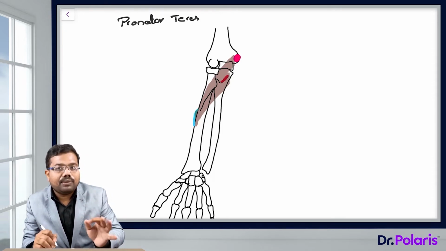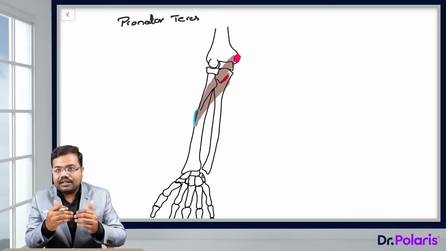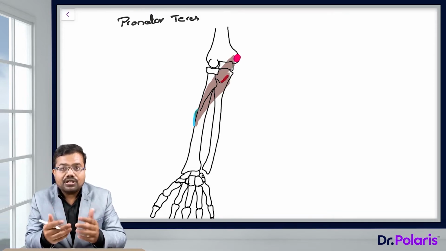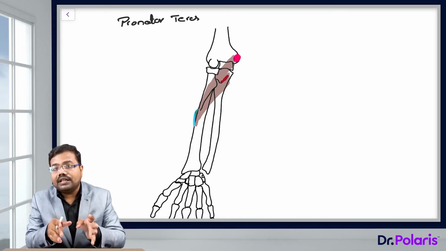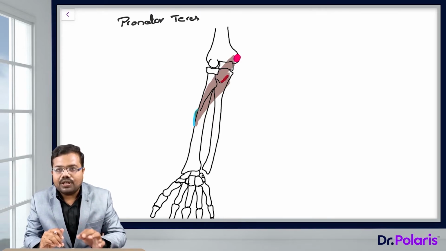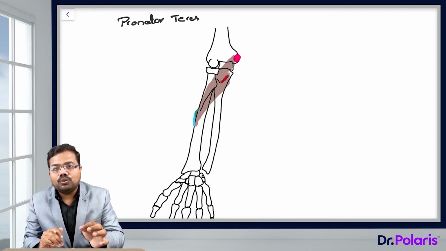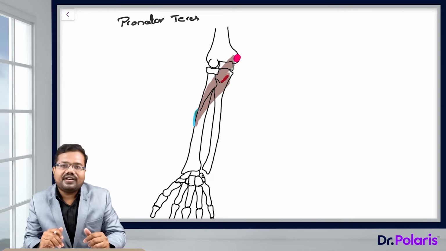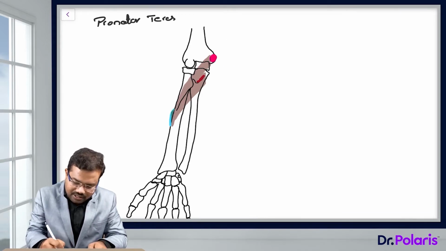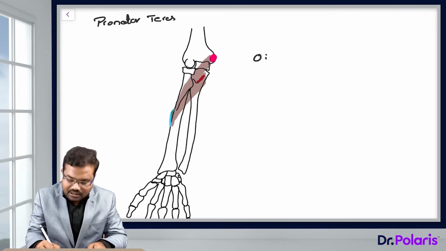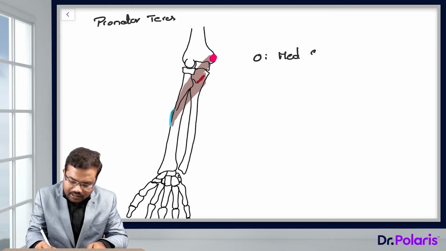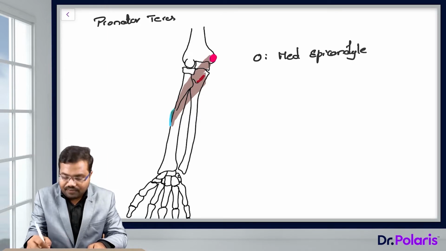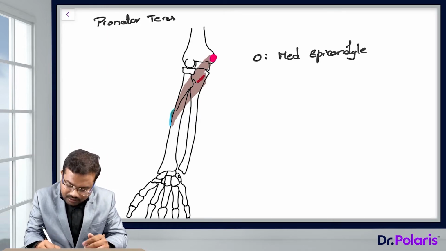Please remember this point, very important, because there are three different major nerves. While entering the forearm, it will pass through three different muscles. Here the median nerve passes into the forearm through the two heads of Pronator Teres. So first write down the origin. The origin is the medial epicondyle of the humerus, and also another from the coronoid process of the ulna.